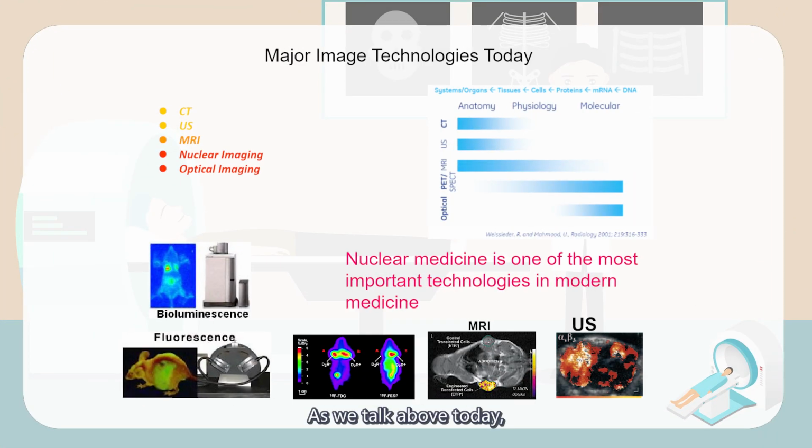As we talked about today, the major imaging technologies are shown in this picture: CT, ultrasound imaging, magnetic resonance imaging, MRI, nuclear medicine imaging, NMR, and optical imaging, which we call OI. Considering anatomy, physiology, and molecular level for molecular imaging, the best imaging for the molecular level is PET imaging.